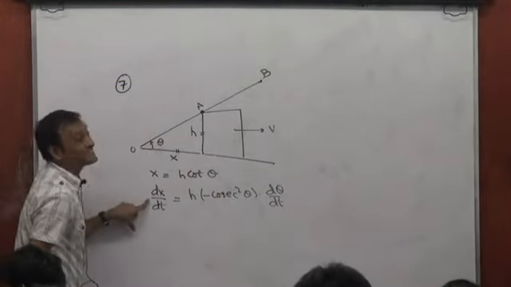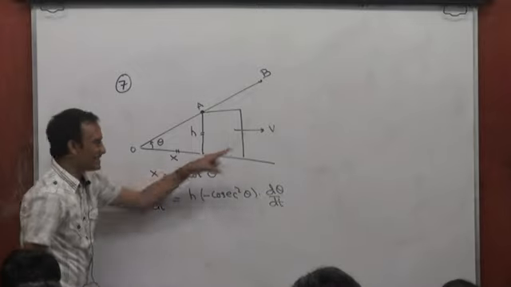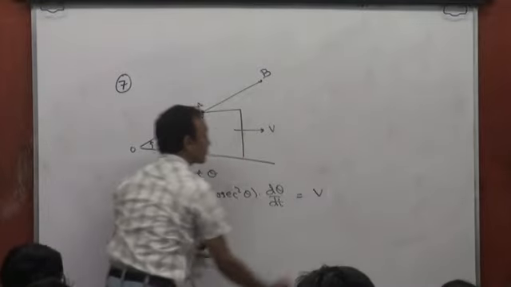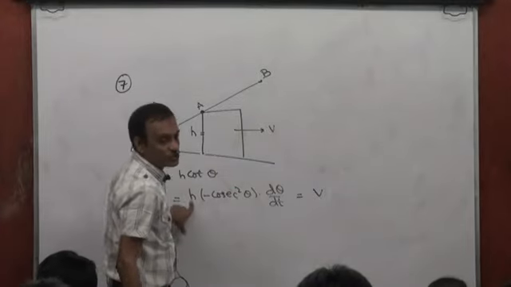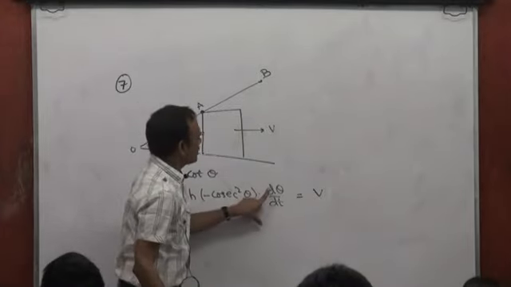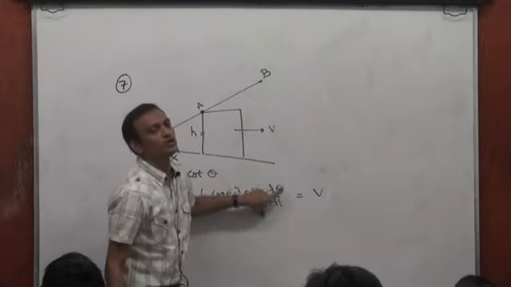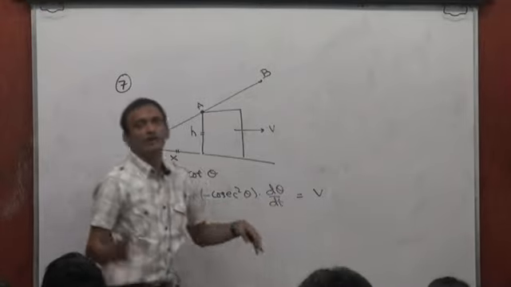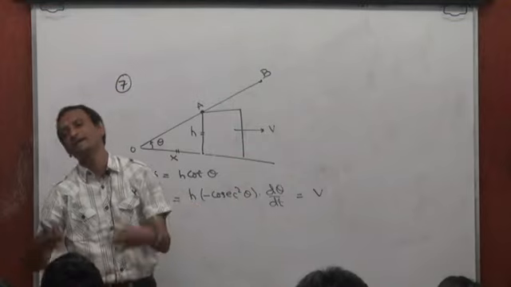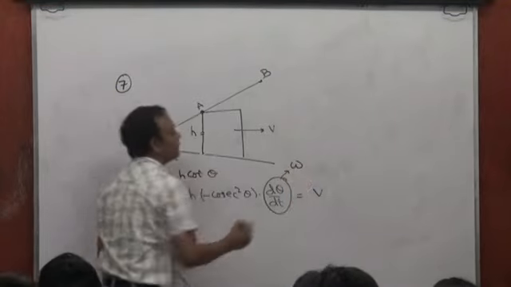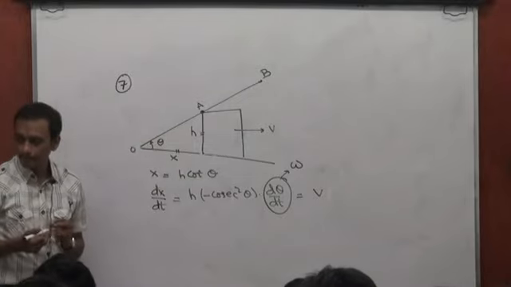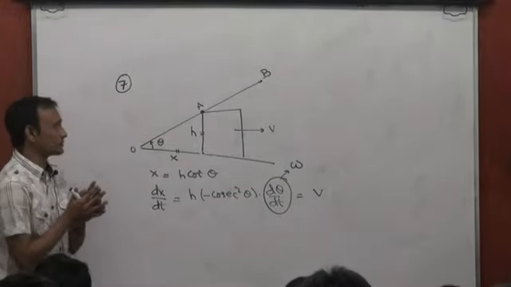right? But what's dx dt? V. Dx dt is V. So d theta dt is V sine square theta by h, with a minus sign, which means theta is decreasing with time. That's why you're getting d theta dt as negative. If you take its magnitude, that will give you the magnitude of the angular velocity omega. So this, or its magnitude, will give me omega. Right? There is another way you could look at the whole thing.